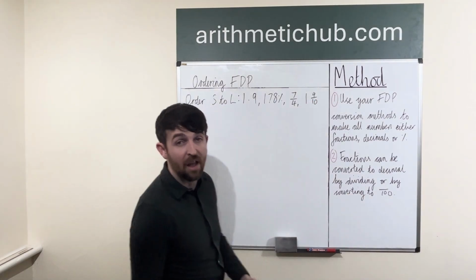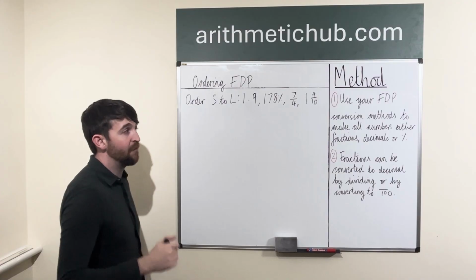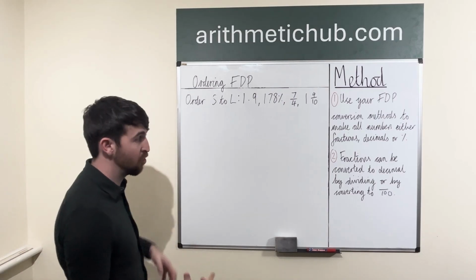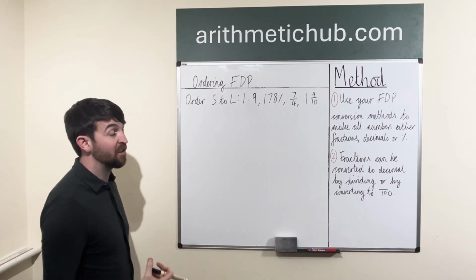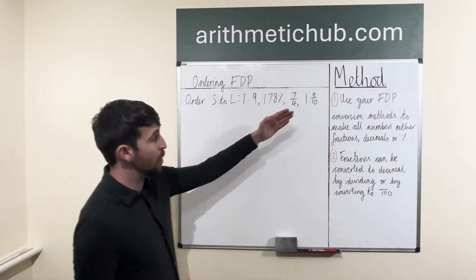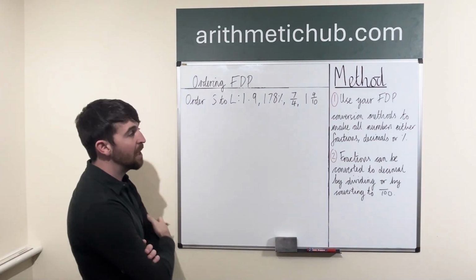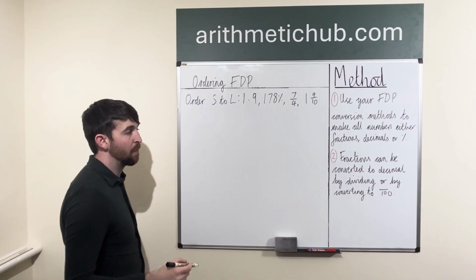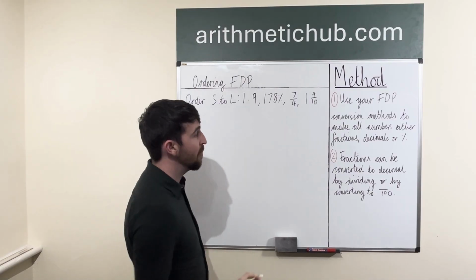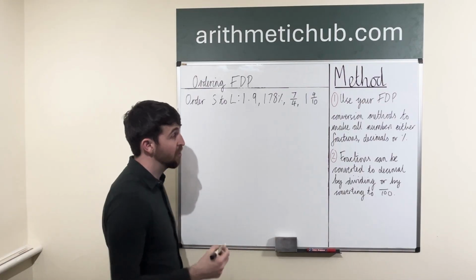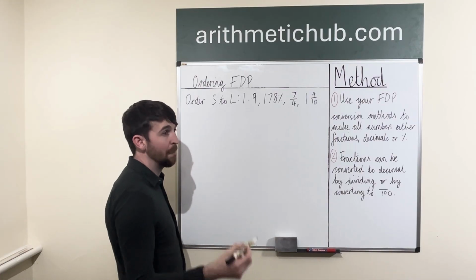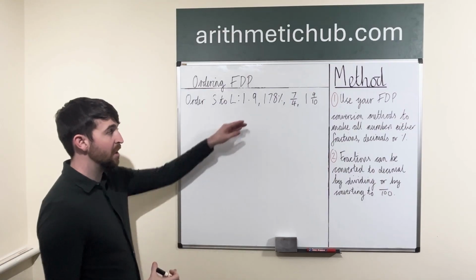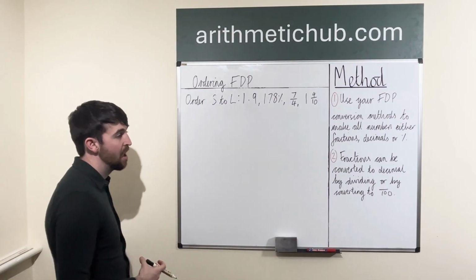Now, for the method, I've not actually been able to talk you through every single different part of a method that we could use for this. There's too many different moving parts for me to be able to explain it all in this thing here. So, all I've said is use your FDP conversion methods to make all numbers either fractions, decimals or percentages. So you need to use those methods you've used to turn fractions to decimals, fractions to percentages, turn percentages to decimals, and be able to convert between all of those fluently to be able to answer a question that looks like this.